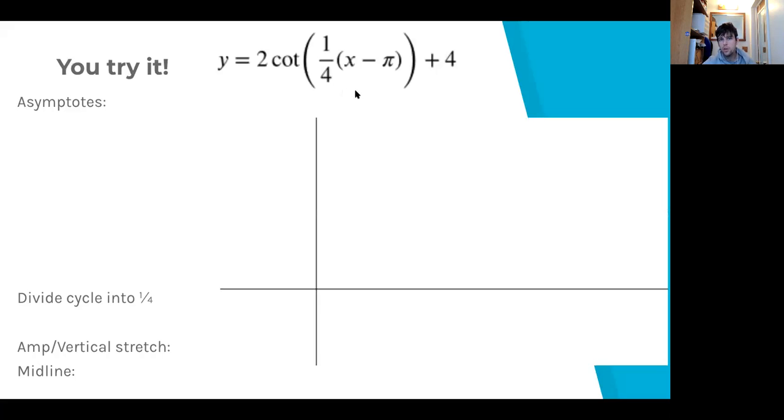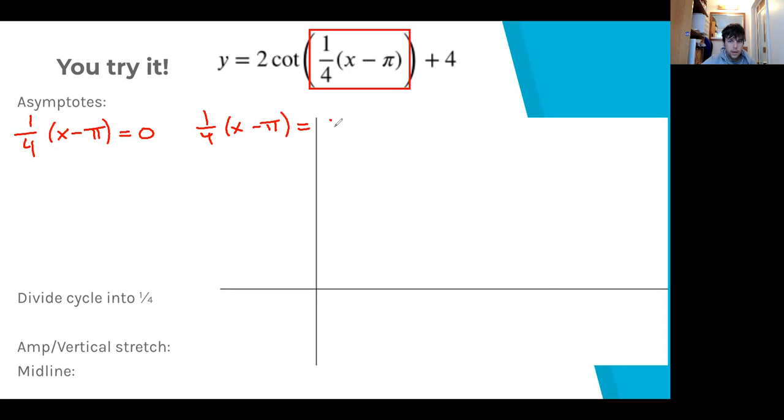If you want to try this one on your own, go ahead and feel free to pause it. Here's our equation. Take a second and pause it. I'm going to go ahead and jump straight into it. So first step, let's find the asymptotes. So we got to set that equal to 0 and to pi. So 1/4 x minus pi equals 0. 1/4 x minus pi equals pi.